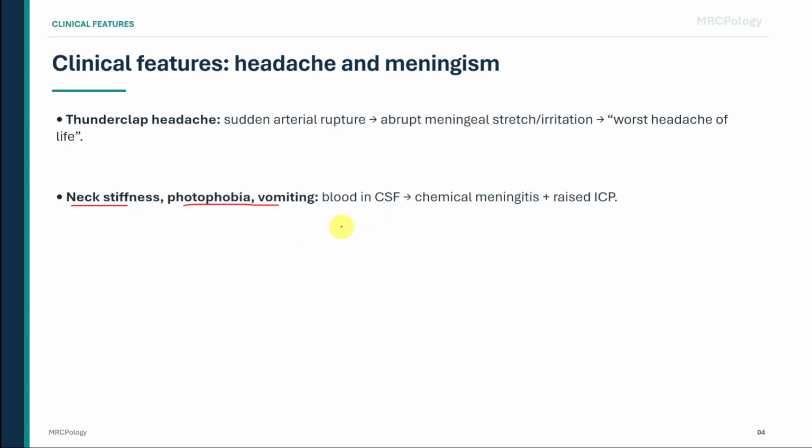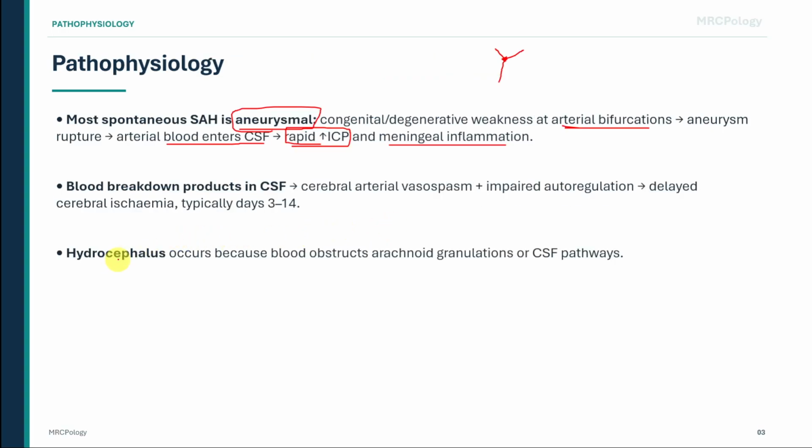The delayed problem is vasospasm. Blood breakdown products in the cerebrospinal fluid irritate cerebral arteries. This leads to cerebral arterial vasospasm and impaired autoregulation. The key exam point is timing. Delayed cerebral ischemia classically occurs between days 3 and 14 after the bleed. So a patient who initially survives subarachnoid hemorrhage can later deteriorate because narrowed arteries reduce blood supply to the brain.